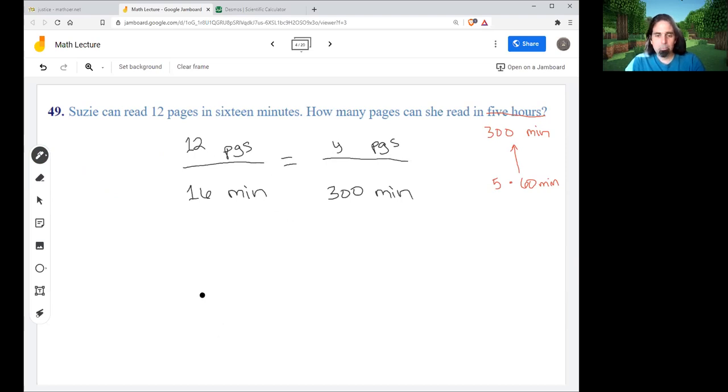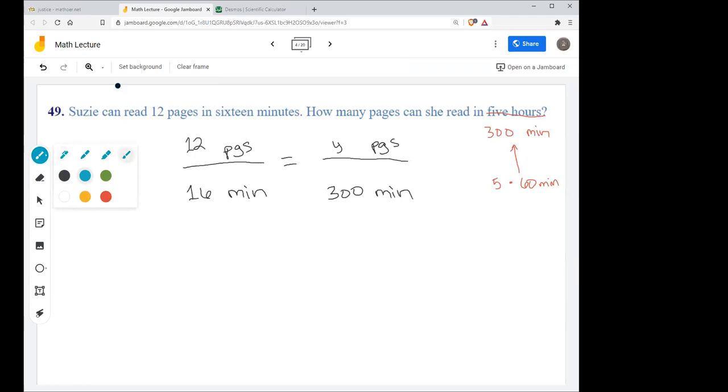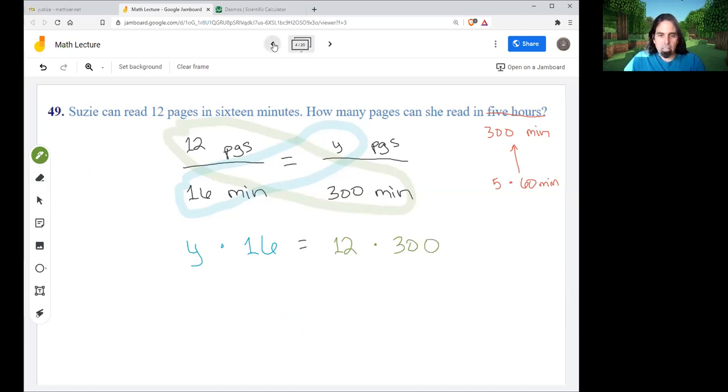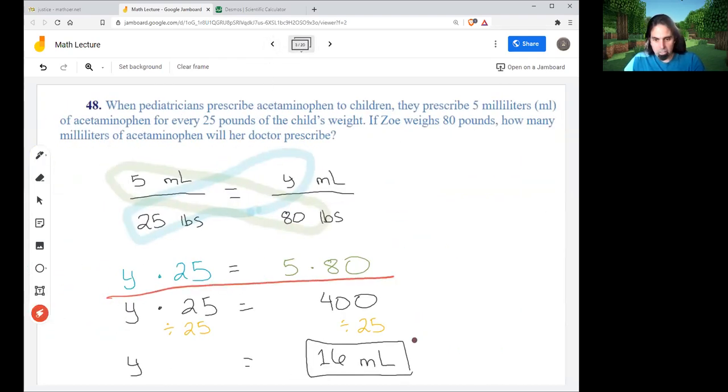Everyone okay with my setup? Yes. So we dive on in. Y times 16 equals 12 times 300.